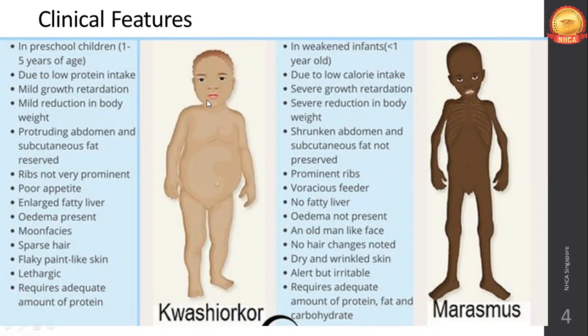The child is very lethargic, with no energy at all, and requires an adequate amount of protein. You don't have to focus more on carbohydrates and fat. Fat you still have to reduce a bit because the child is suffering from fatty liver. But you have to focus more on a protein-based diet in kwashiorkor. So is the difference clear between kwashiorkor and marasmus? Is it clear to all?